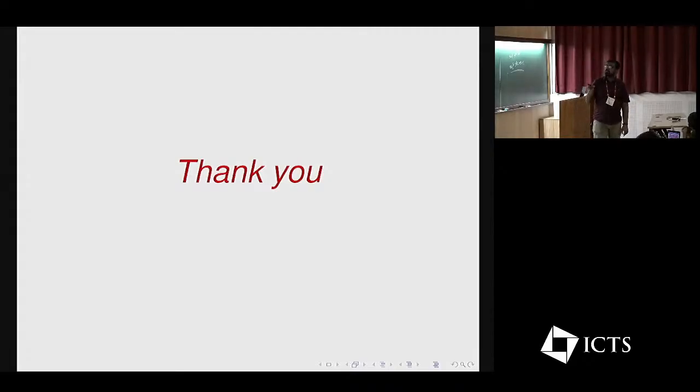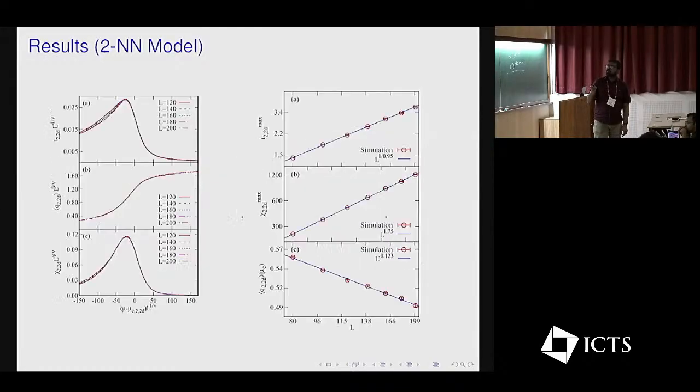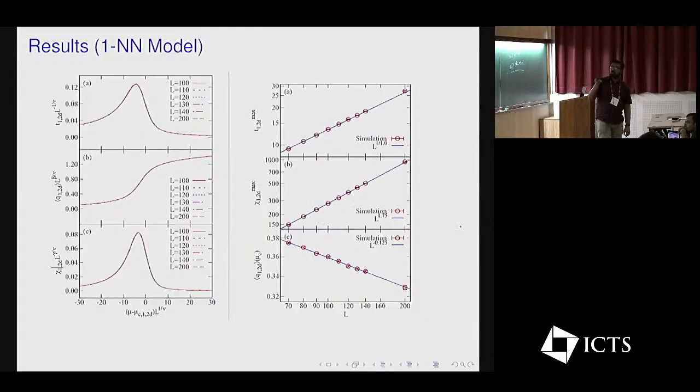Yeah, so in the 1NN model, we can do the scaling collapse and get the exponents out. These exponents are nu equal to 1, beta by nu equal to 0.125, and gamma by nu equal to 1.75. These are exponents of the Ising class also. So we get critical exponents which are similar to that, and from that one can say that this also belongs to the same universality class.